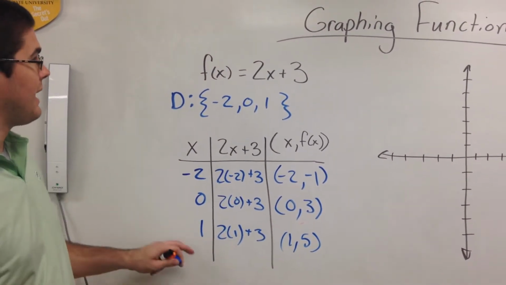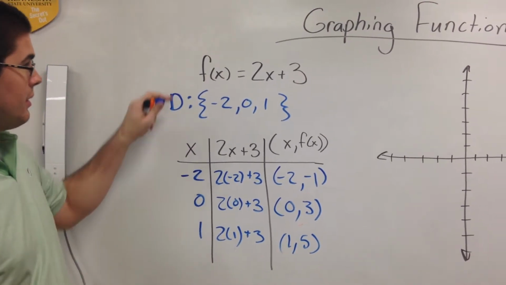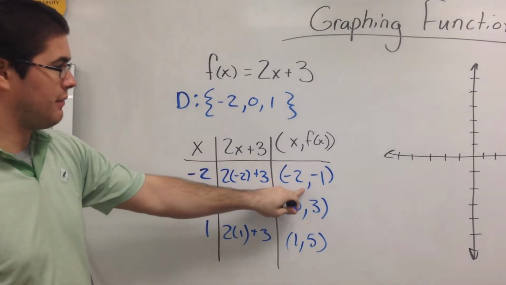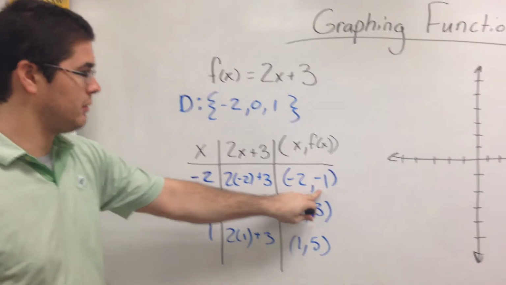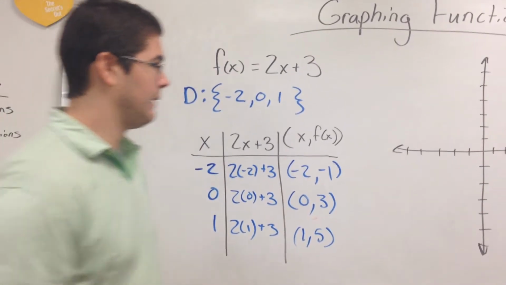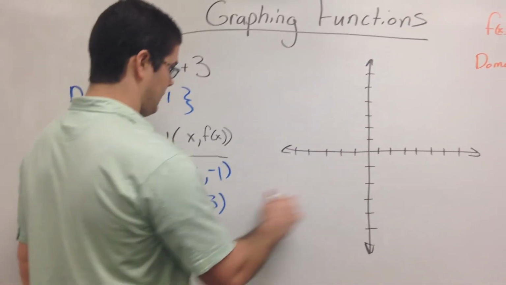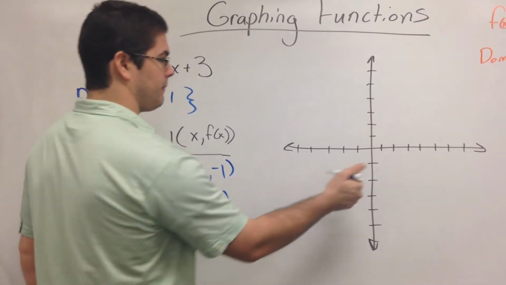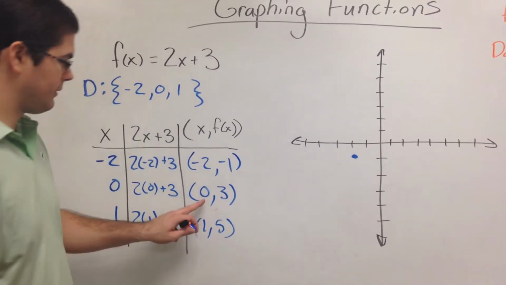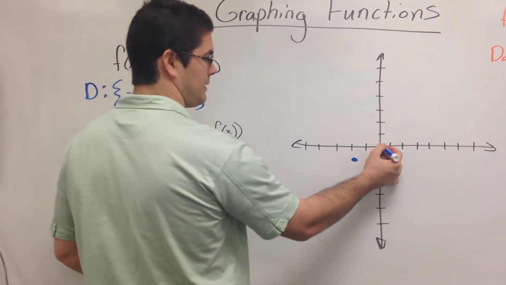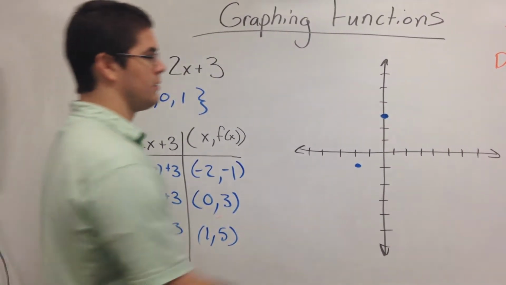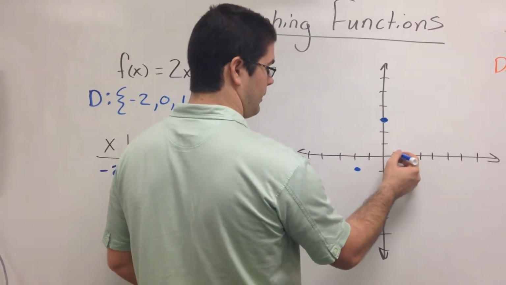Okay. And so I was given a function with a specific domain, and if I'm asked to graph this, I'm just graphing the coordinates. So I'm just graphing -2, -1, 0, 3, and 1, 5. So I'm going to go ahead and graph those. If you look, I have a little graph here. I'm going to graph -2, -1. That just means I go left 2, down 1. I'm going to graph 0, 3. That just means I stay here and go up 3. And then I'm going to graph 1, 5, which just means I go right 1, up 5.